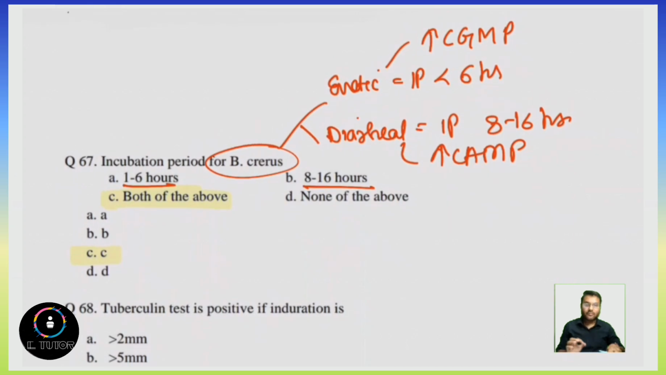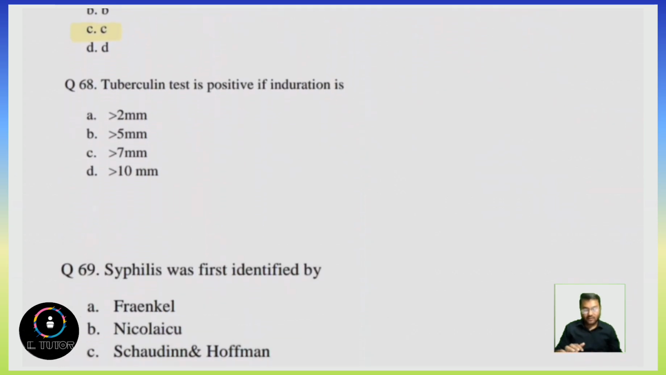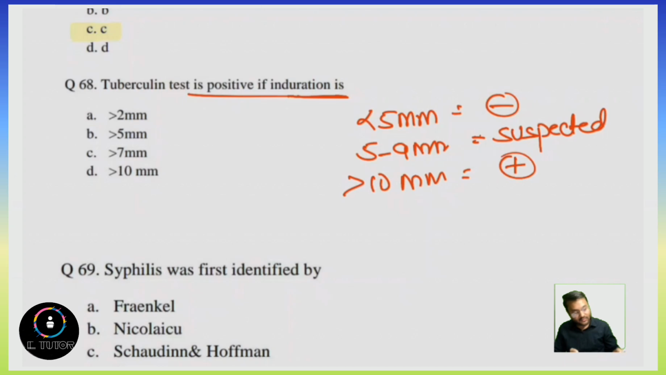Bacillus cereus will lead to food poisoning, in which the incubation period can be 1 to 6 hours or also 8 to 16 hours. Next question is, tuberculin test is positive if induration is. So if we talk about the tuberculin test, then if the induration is less than 5 mm, it is negative. 5 to 9 mm, it is suspected, and if it is greater than 10 mm, then it will be positive. So the answer here will be option number D, which is greater than 10 mm.